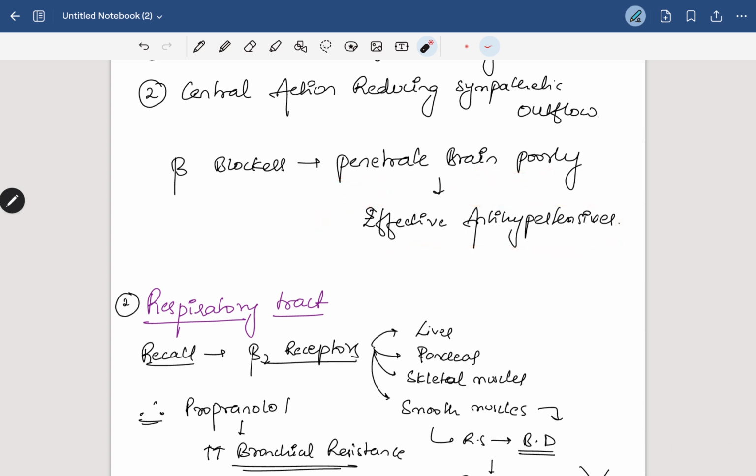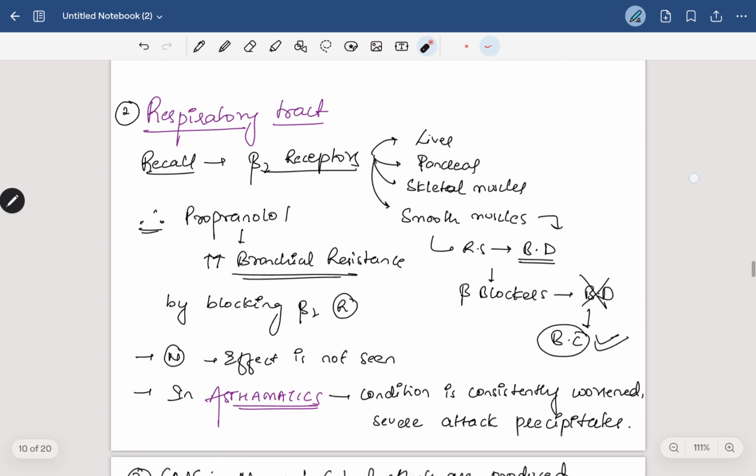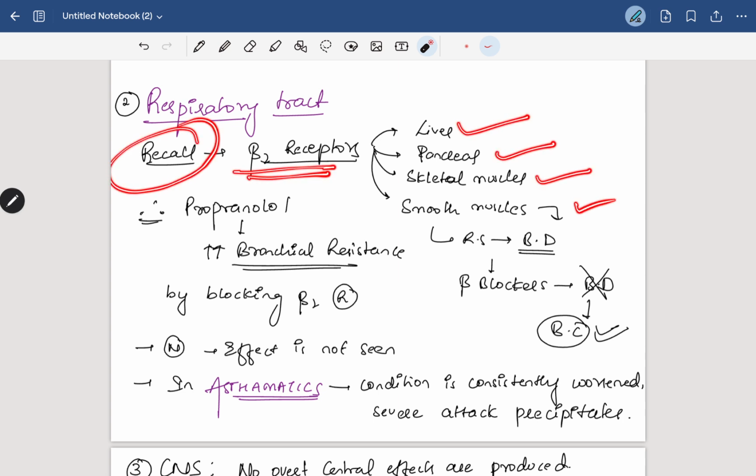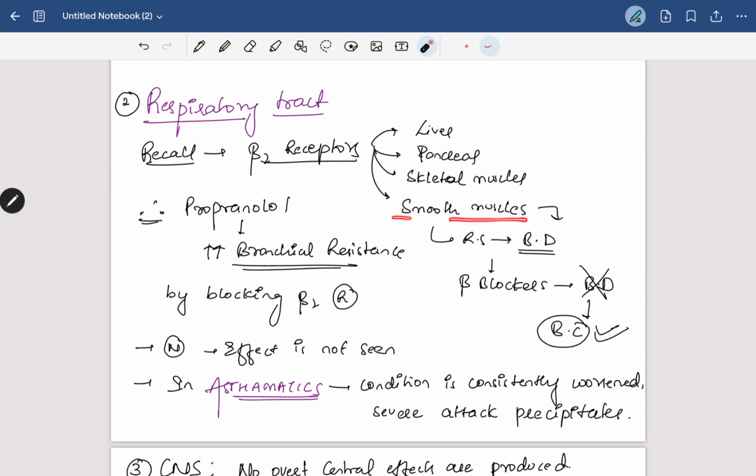Okay, so moving on to the next organ, that is your respiratory tract. So recall, beta 2 receptors were present on liver, pancreas, skeletal muscle as well as on smooth muscle. In smooth muscle we had read that in the respiratory system, bronchodilation used to take place, but this is the normal action that used to take place.